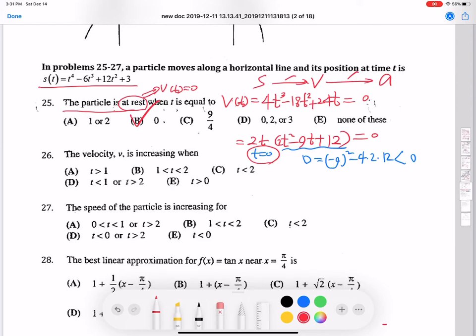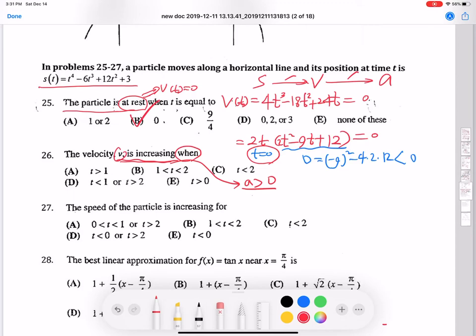Okay, next problem number 26. The velocity v is increasing when? Okay, velocity is increasing. That means acceleration is positive. Velocity is increasing, that doesn't mean velocity is positive, right? Okay, so acceleration is positive. That means velocity is increasing.